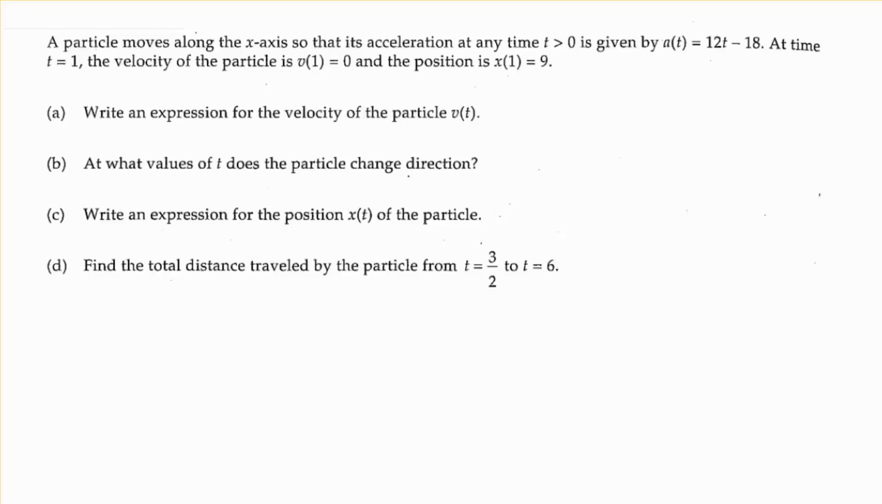Let's look at another practice AP question. We've got a particle that moves along the x-axis so that acceleration at any time t greater than 0 is given by 12t minus 18. At time t equals 1, the velocity of the particle, v of 1, is 0, and the position, x of 1, is 9. Write an expression for the velocity of the particle.